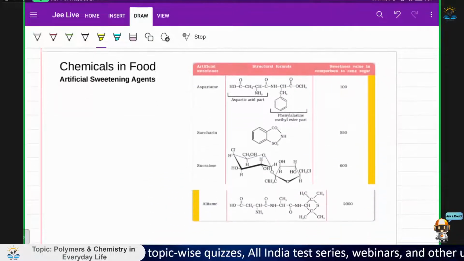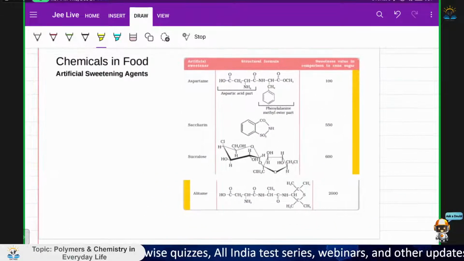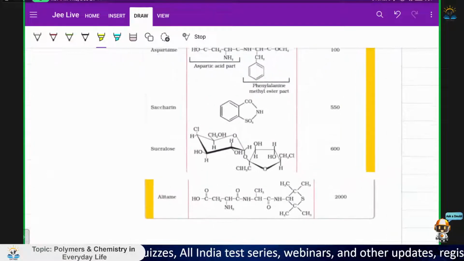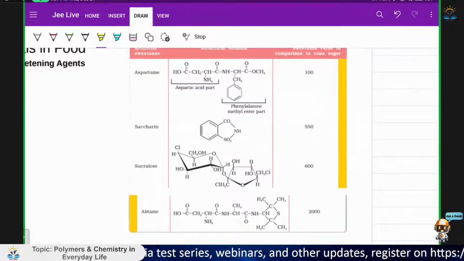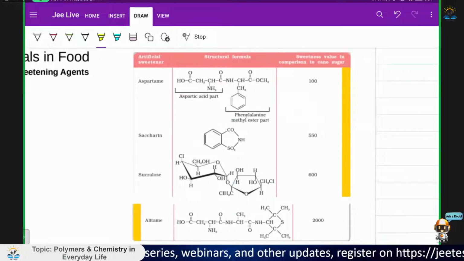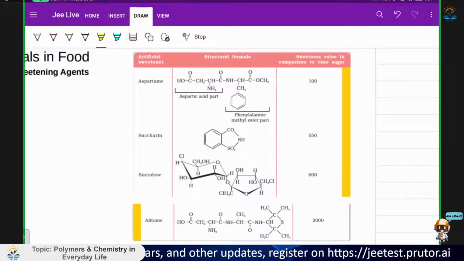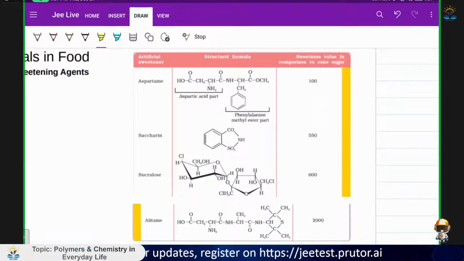Now, chemicals in food. We have to learn about what? Artificial sweetening agents and preservatives. So we have given a chart and text on some artificial sweeteners. Why do we use artificial sweeteners? Because natural sugar, sucrose, adds to the caloric intake of our body. So it's not good for our body. So instead we use artificial sweeteners.